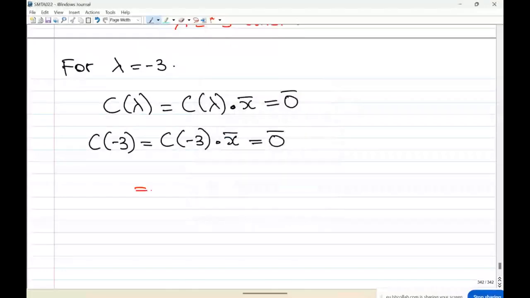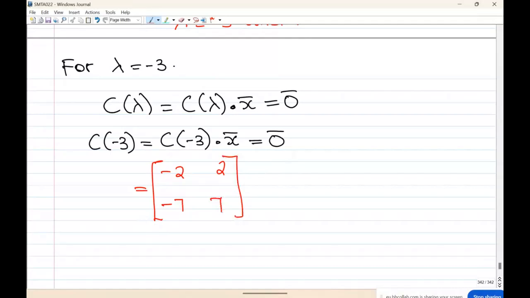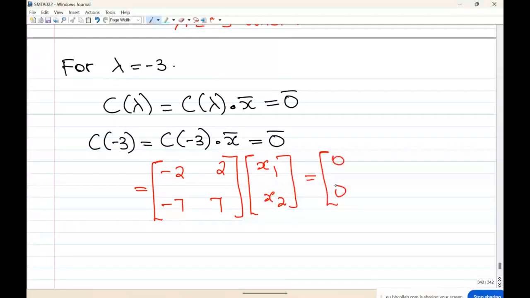Minus 2 and what? 2. And 2 and what? Minus 7 and what? And 7. Very good. In terms of the x vector, are you still comfortable? You want to work with x1 and x2, or you want to change the variable? x1, x2, equals 0 and 0. Are you all there? Yes. So from this, what is going to happen?